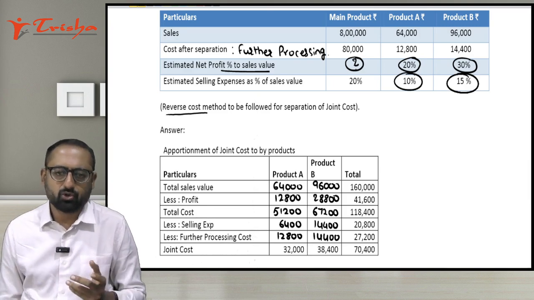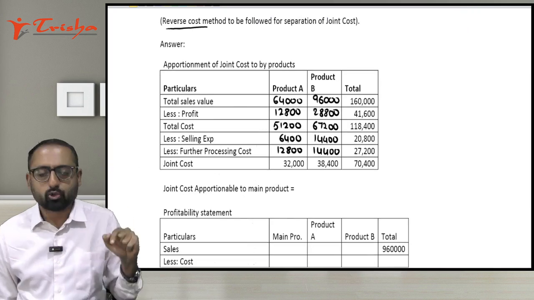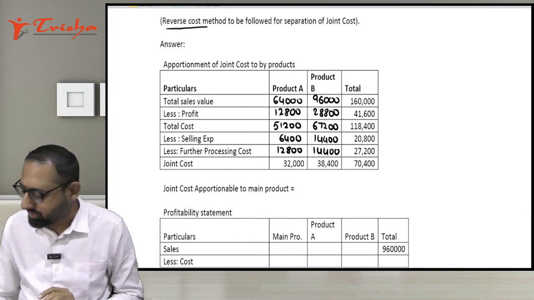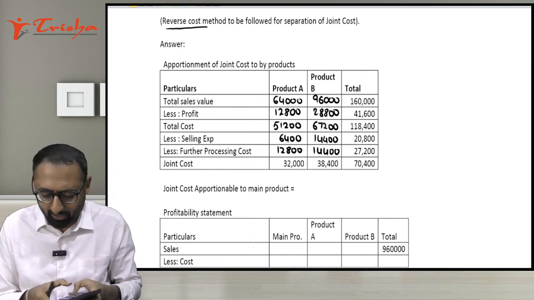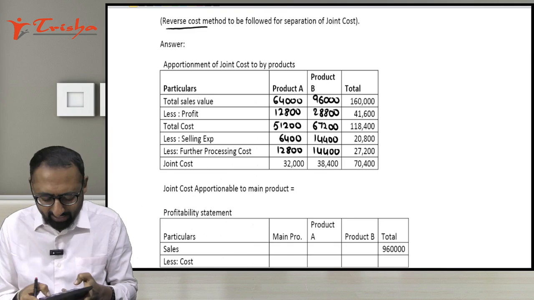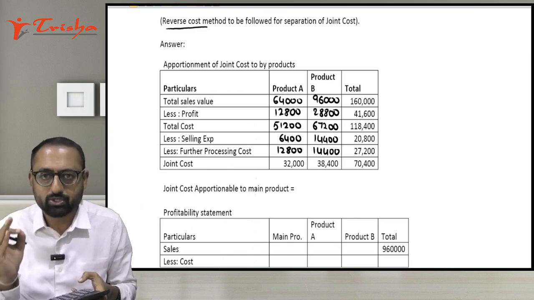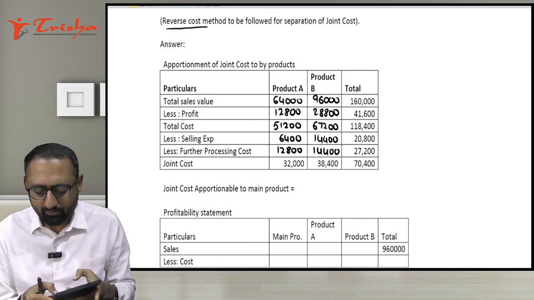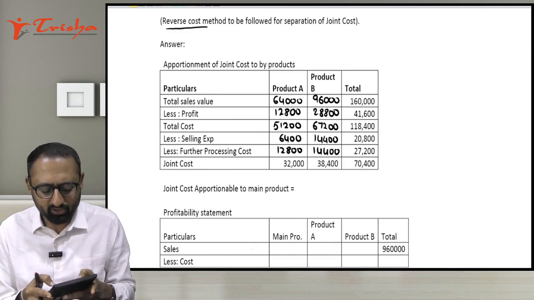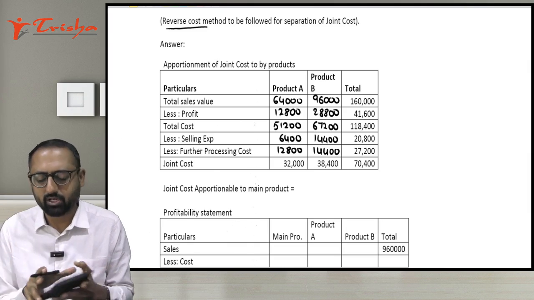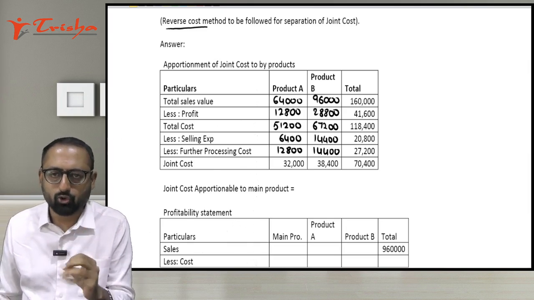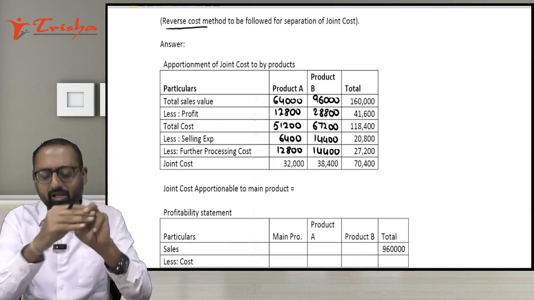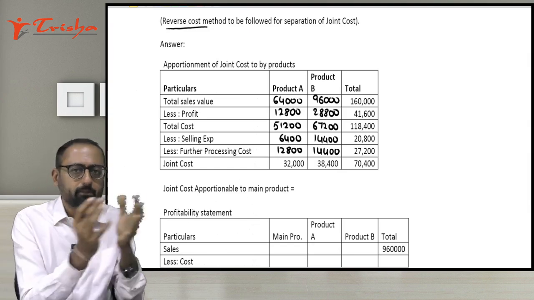Now the remaining will be your joint cost. If you can check that, from the total cost we have deducted selling expenses and further processing cost; the remaining will be your joint cost. You can check that 51,200 minus 6,400 minus 12,800, it will be 32,000 joint cost applicable to product A. Then 67,200 will be your total cost, minus 14,400 minus 14,400, it will be 38,400. So you have calculated joint cost applicable to two products out of three, A and B. The remaining joint cost will be of the main product.